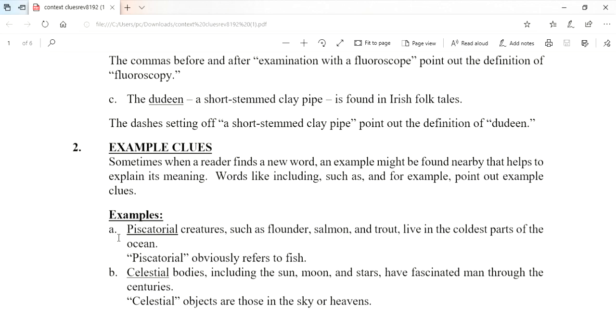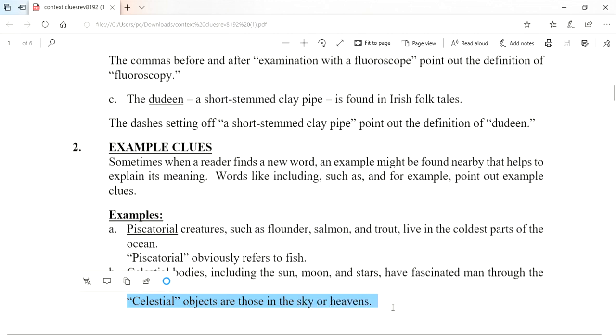Celestial bodies, including the sun, moon, and stars, have fascinated man through the centuries. So you have the expression including the sun. The word including has really helped us to be able to tell what we are supposed to do here. So celestial, I'm reading the meaning of the celestial bodies down there. Celestial bodies are those in the sky or heaven. Those are celestial bodies. So that is so clear to us.